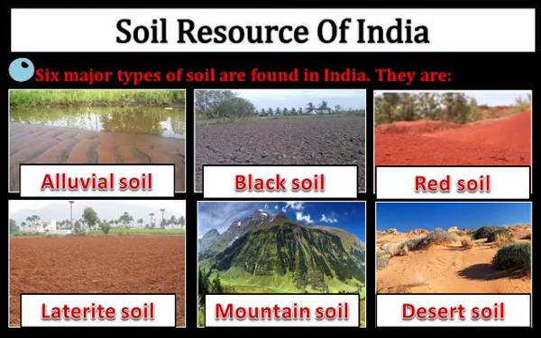Soil resources of India. Six major types of soils are found in India. They are alluvial soil, black soil, red soil, laterite soil, mountain soil, and desert soil.